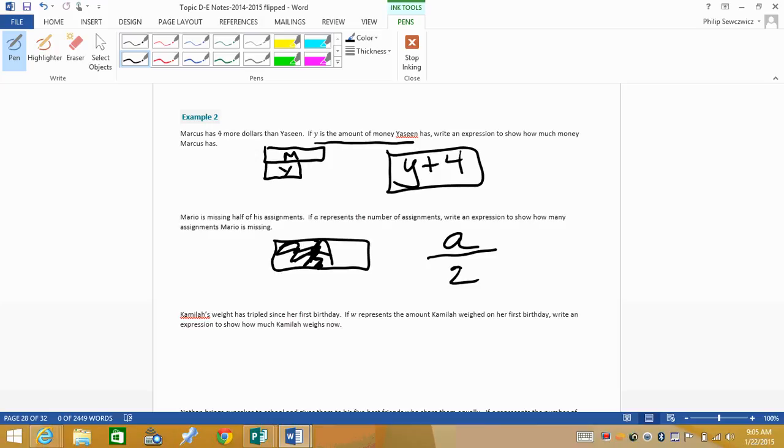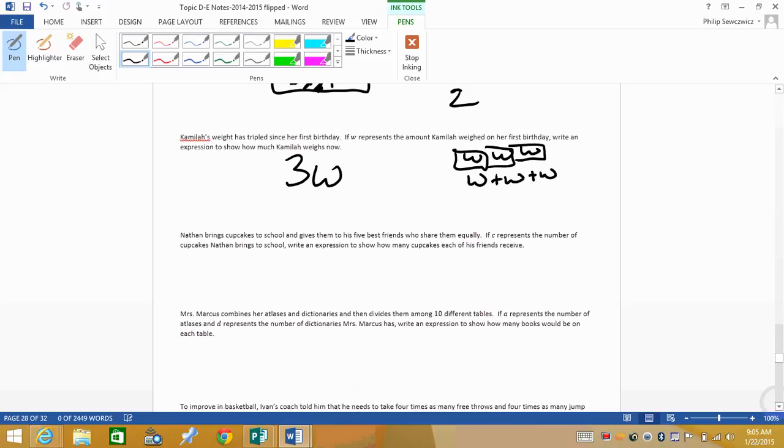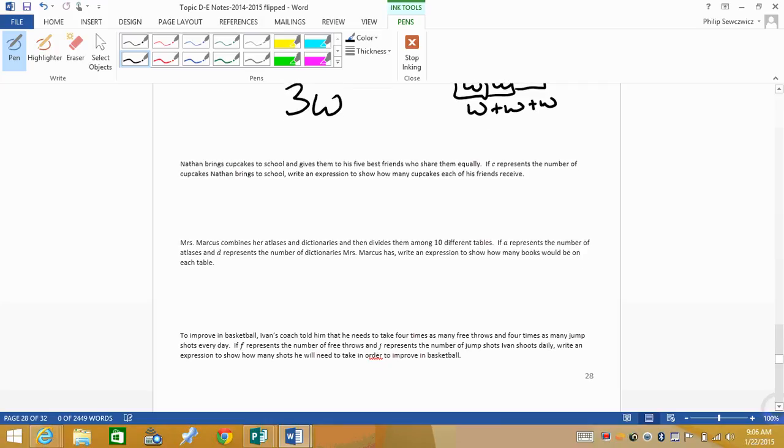W represents the amount Camilla weighed on her first birthday. So W is how much she weighed on her first birthday, but it's tripled. Tripled means to multiply times 3. So this is what I mean. Sometimes there's no need to go with the visual. You go with the weight, and then the weight again, and then the weight again. Remember, repeated addition is the same as multiplication. That's why we can just jump to saying 3W.